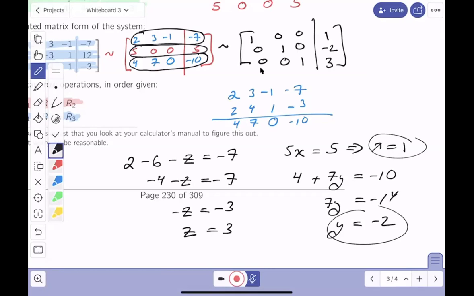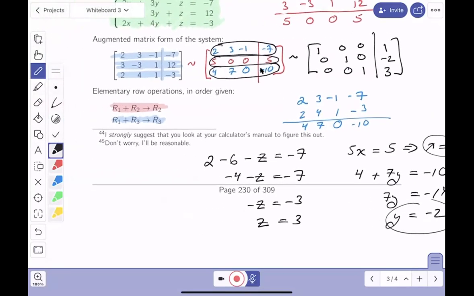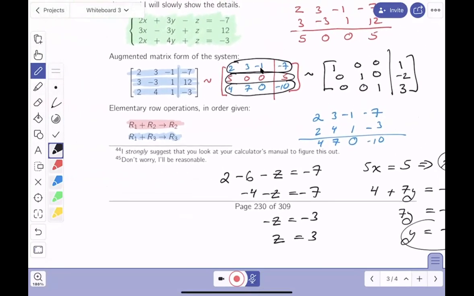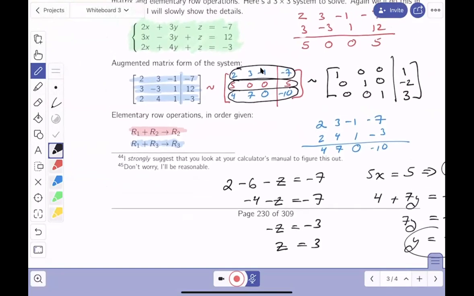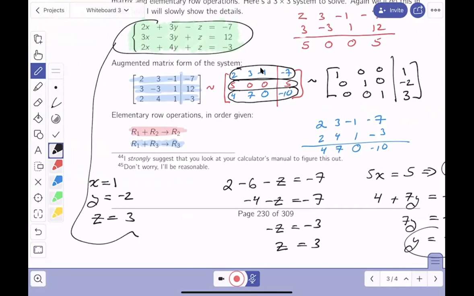Someone's going to say it's a lot of work. I don't think I could do all that work. What I want to do is I want to see if it makes any sense though. So I'm saying X is 1. I'm saying Y is -2. And I'm saying Z is 3. I want to see if that's true. So I'm going to take it and plug it in.